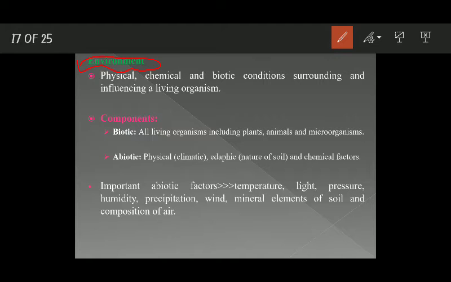physical, chemical and biotic factors that surround an organism and influence its living. कोई भी फैक्टर हो, फिजिकल हो, केमिकल हो या बायोटिक फैक्टर हो, that surrounds an organism and influences its living constitutes the environment of that organism. So clearly there are two components of environment, biotic component and abiotic component.